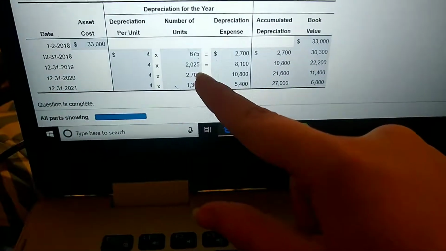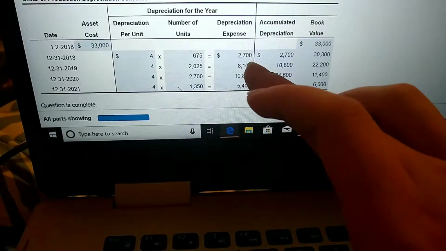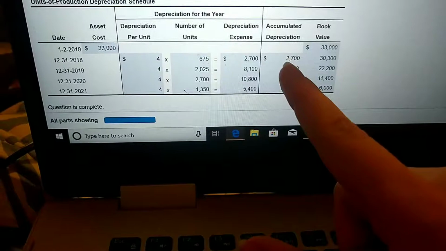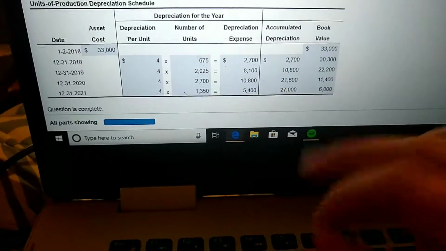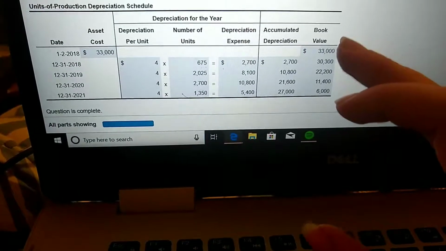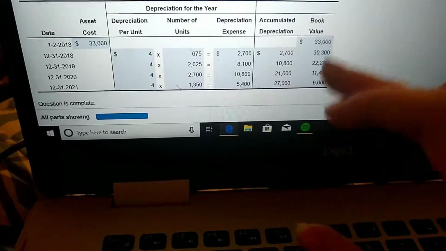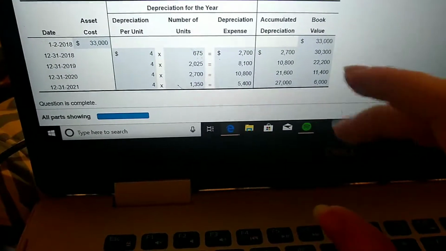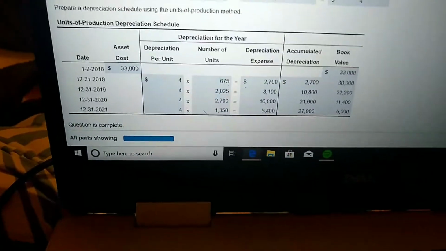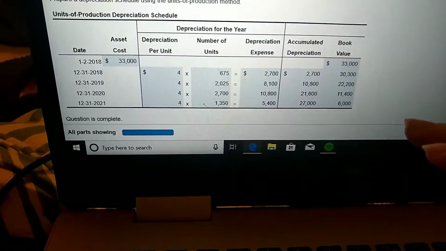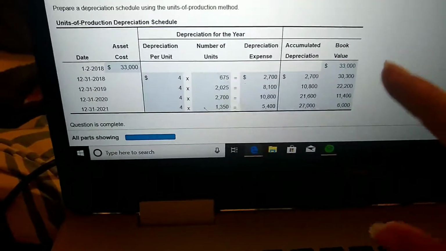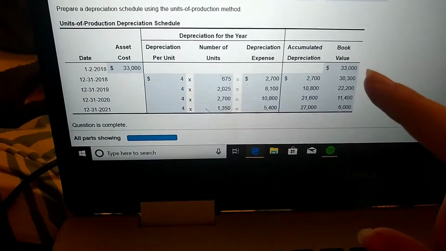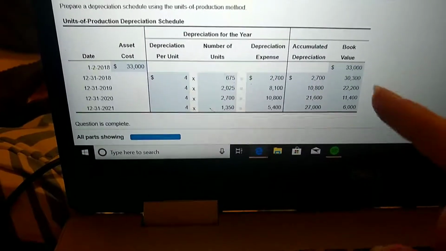2,025 hours. And so, your accumulated depreciation adds up the same. You take your depreciation just the same as the schedule before, except you don't subtract the residual value at the beginning.